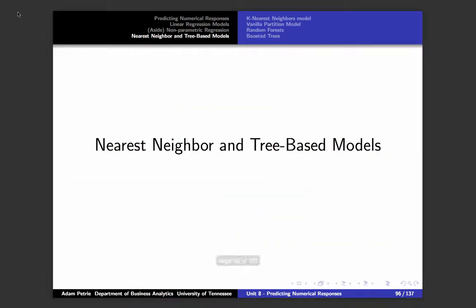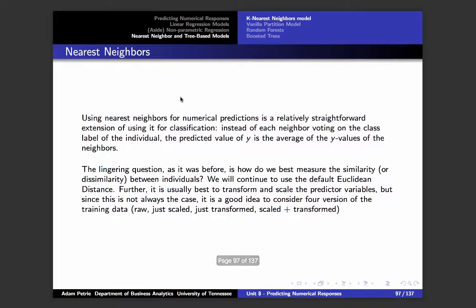Let's see how the models that we've been using for classification get extended to doing numerical prediction, regression. So let's start out with nearest neighbors. And with nearest neighbors, the concept is pretty simple. Essentially, if you want to predict the Y value of a new individual, you dive into the training data, identify the K most similar individuals, and then just take the average value of Y to come up with your prediction.